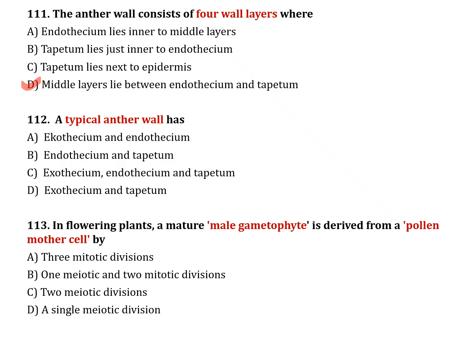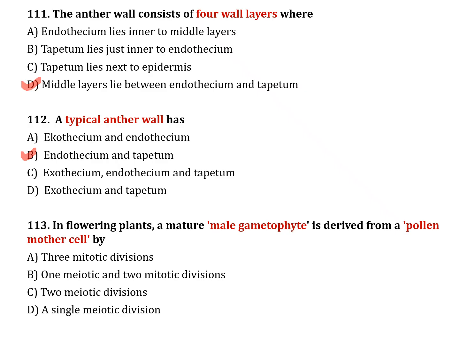The next question, number 112. A typical anther wall has option A, exothecium and endothecium. Option B, endothecium and tapetum. Option C, exothecium, endothecium and tapetum. Option D, exothecium and tapetum. Correct answer is option B, endothecium and tapetum.